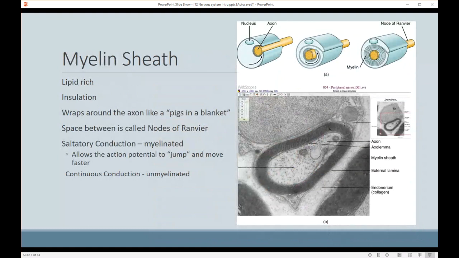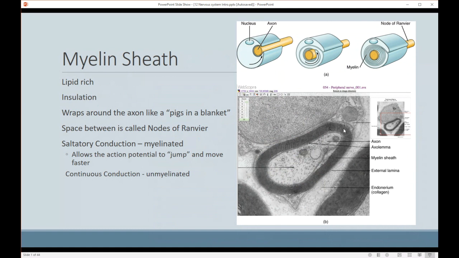So the myelin sheath is lipid rich. Okay, so that means it's got a lot of fat in it, and it wraps around the axon sort of like a pig in a blanket kind of idea. If you've ever done that, where you're taking the hot dogs and sort of wrapped it up in the crescent rolls or what have you, right? And so it forms insulation.